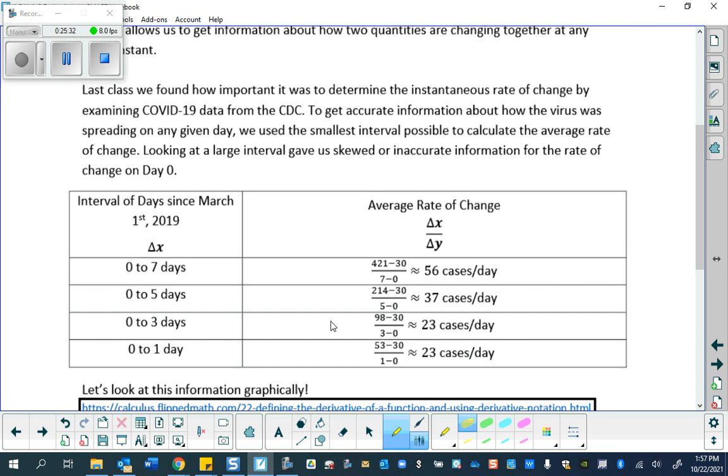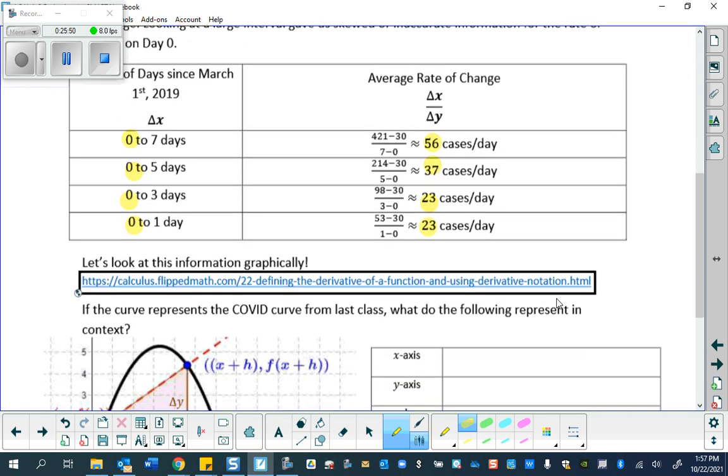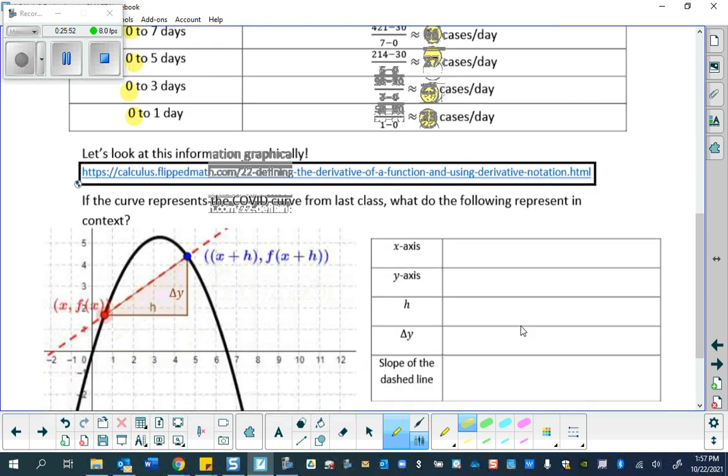And this graph is one that was the same as what was in your packet. The difference between 0 to 7 days, 0 to 5 days, 0 to 3 days, or 0 to 1 day. And we can see how those numbers of cases end up changing. So what's pretty cool about this is we can look at this using a graph.